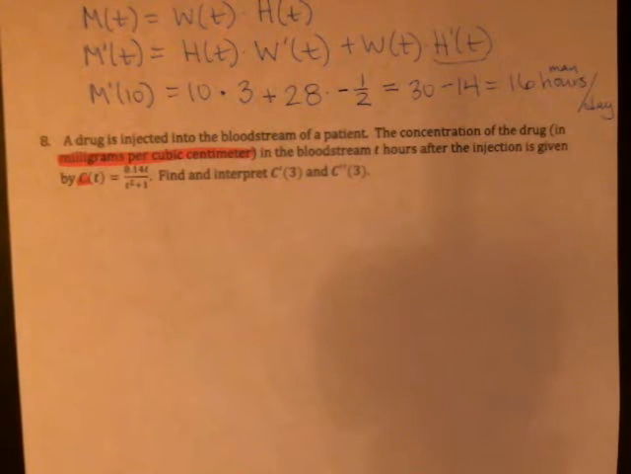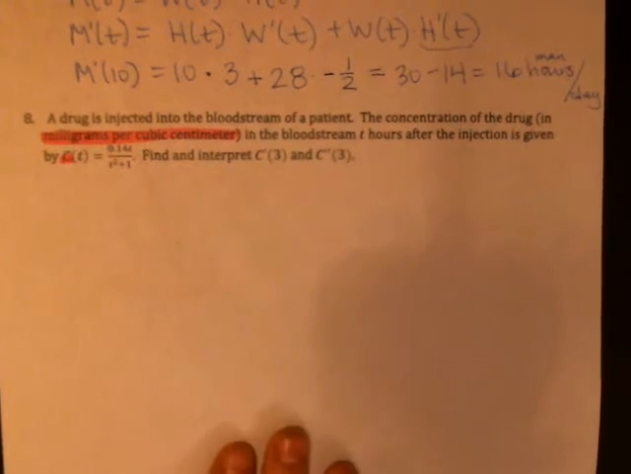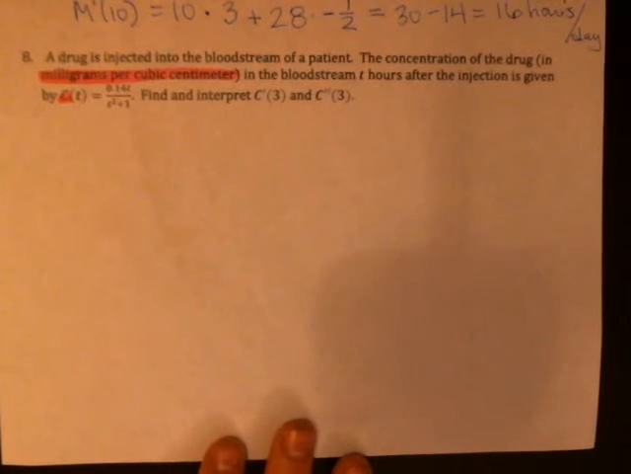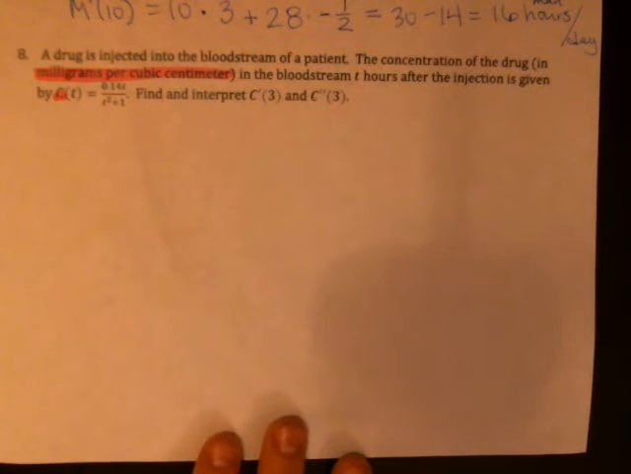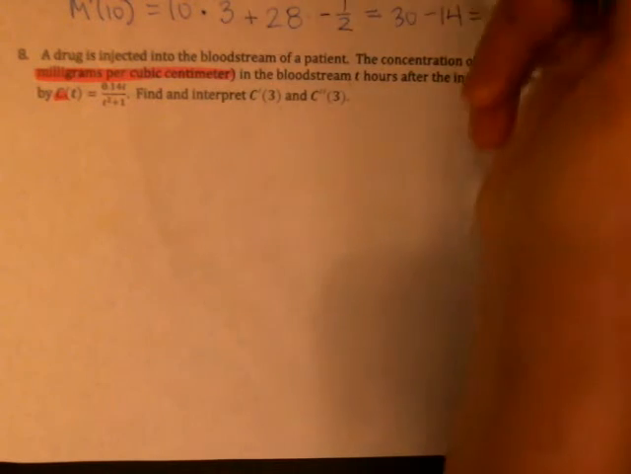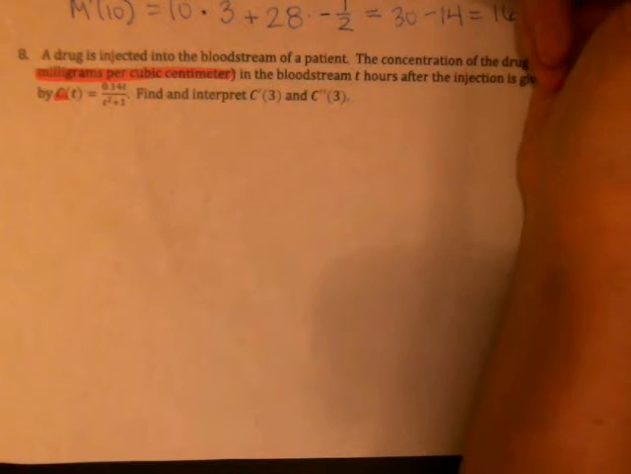T hours after an injection is given. So a patient has a drug injected into their bloodstream. The concentration of the drug in the bloodstream is given by this function C of t. So we're supposed to find C prime of 3 and C double prime of 3 and explain their meanings.